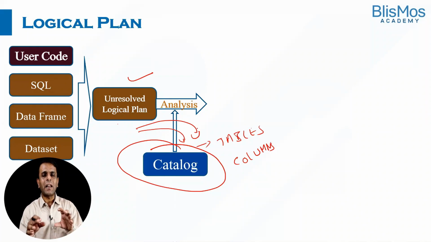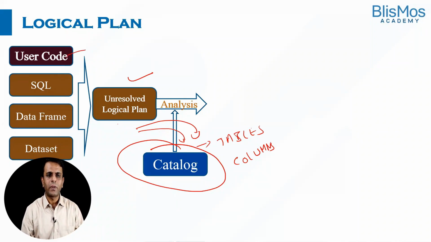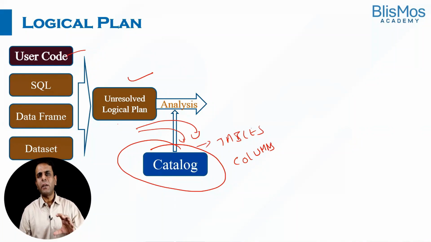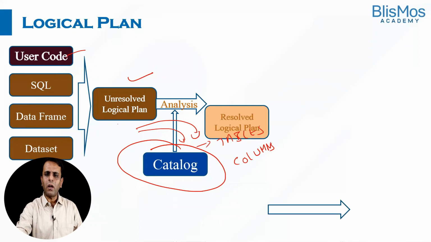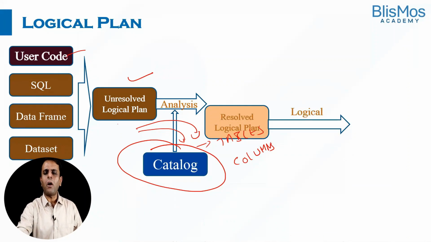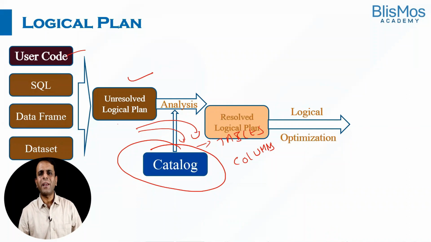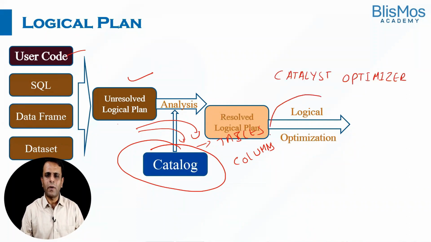An analyzer is analyzing whether the columns and tables you are referring to in your code are fine or not. The moment all these things are resolved, meaning the table you are referring to is right and the columns you are referring to are right, it will become a resolved logical plan, because it is resolved. The resolved logical plan will go through a logical optimization through the Catalyst optimizer. This is the one which is doing the logical optimization.